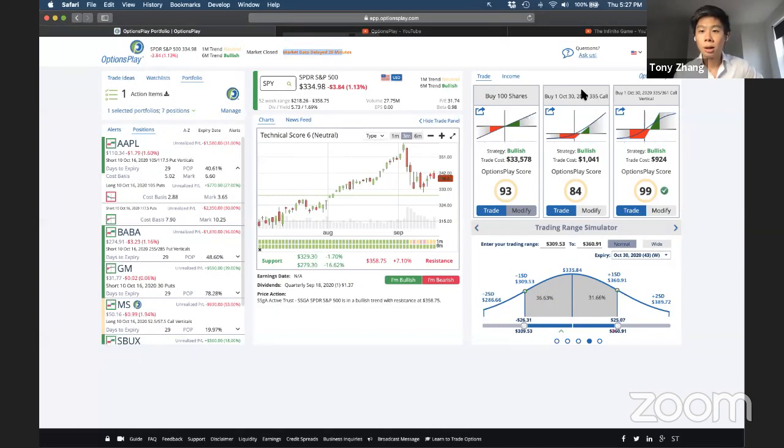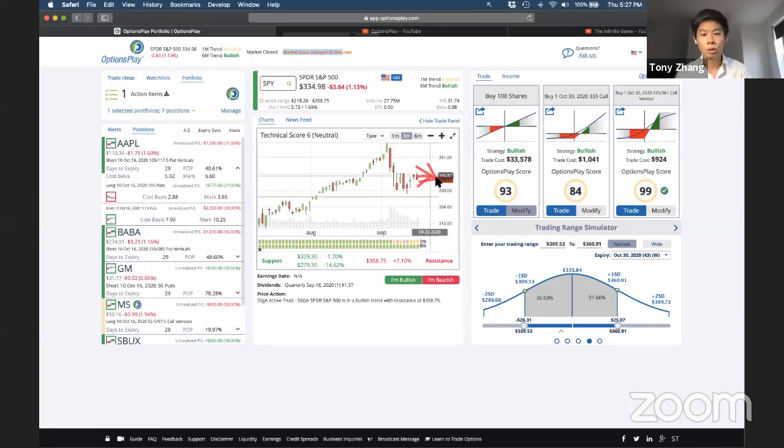What do you do when your directional play doesn't play out in 2 to 5 days? You just get out or keep waiting until your loss reaches 50%. So if let's say you decided to go long SPY and over the next 2 to 5 trading days it just kind of moves sideways, ask yourself, do I still think the stock's going to go higher? If the answer is yes, then hang on to it.